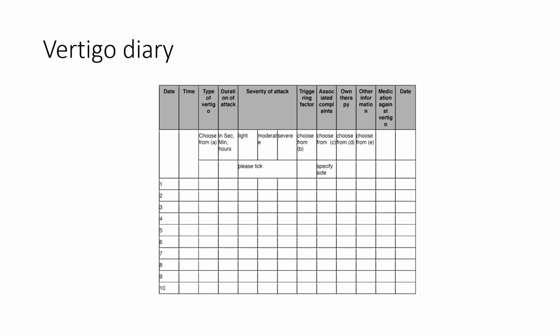They put in codes. And the duration of the attacks, the severity of the attacks, they have to grade the severity of the attacks. They also put the triggering factor, associated complaints, and what are the things that make them better. And then whether the patient has taken any medications for vertigo to relieve the attack. So these are the things that patients put in the corresponding box, like the type of vertigo. They just put in A, B, C, D, E, something like that.